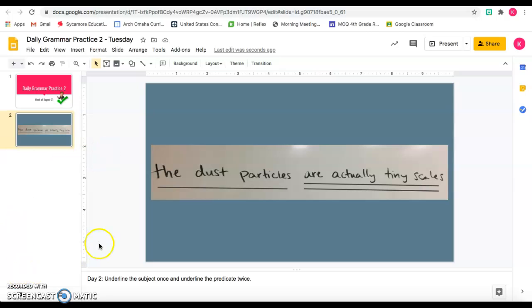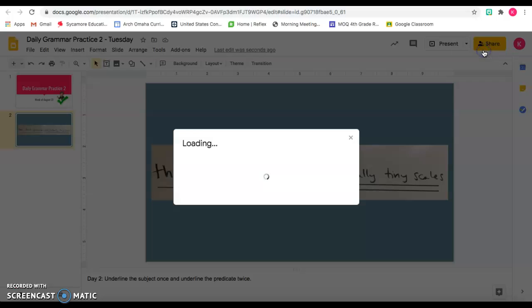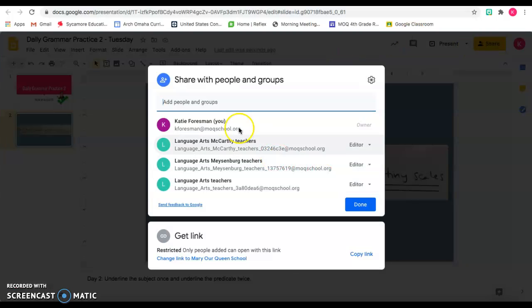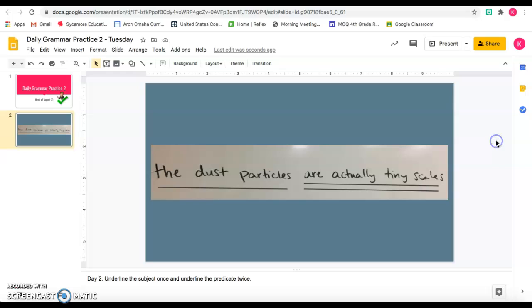All right. Be sure once you finish this, you can share with me by pressing the share button in the top right corner and typing in my email. Otherwise, if you just want to do it on a piece of loose leaf and take a picture and send it to me, that is totally fine as well.